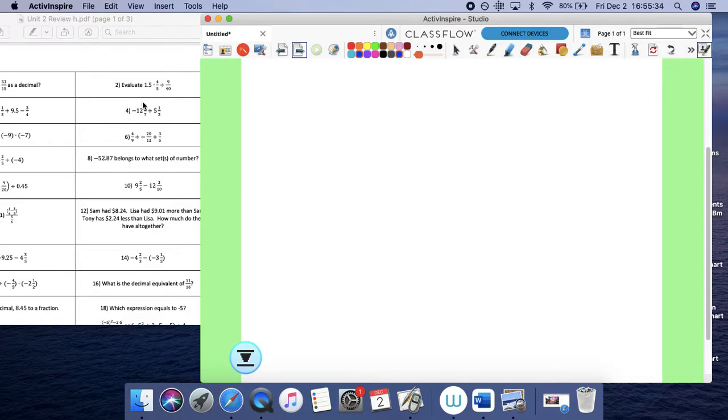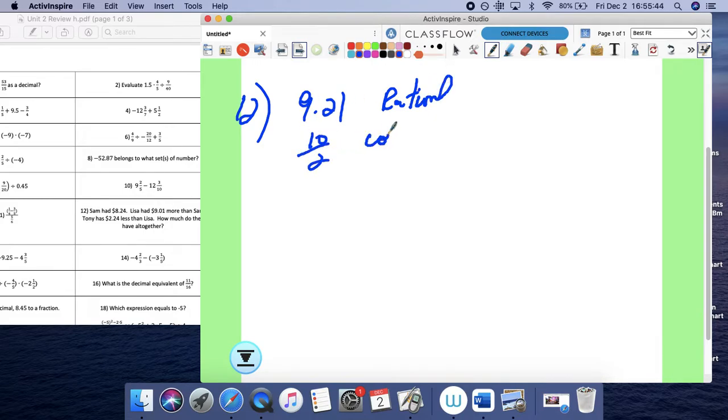12. Okay, so 12 is easy. 9.21 is rational. 10 over 2 is a counting number. It's a whole number. It's an integer. And it's a rational.